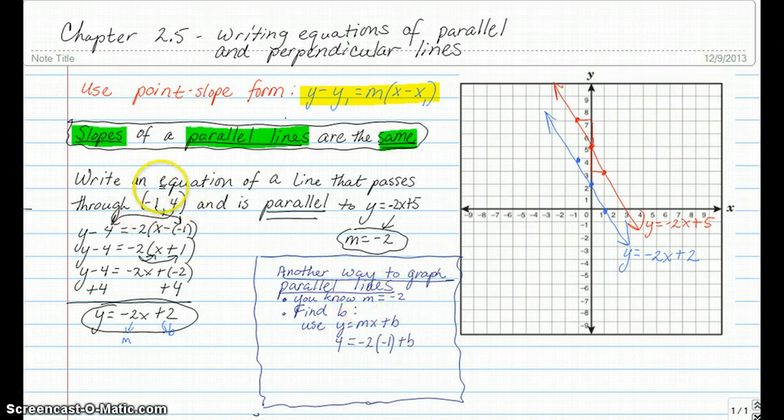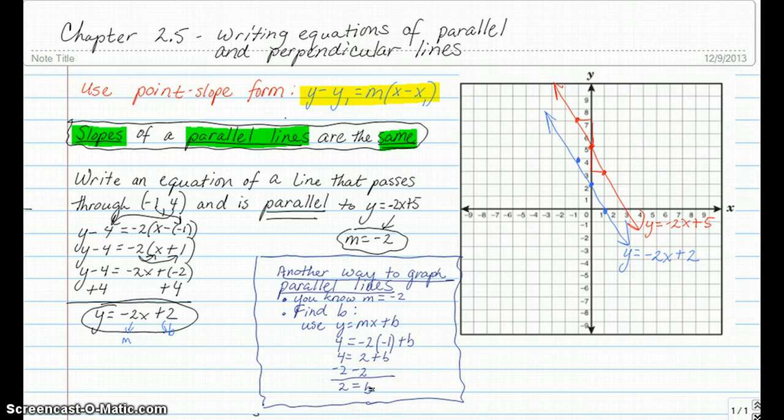The b for the new equation will relate to this ordered pair negative 1, 4. So you just substitute into the y equals mx plus b formula. The y value is 4, equals, the m value I already knew was negative 2, and the x value is negative 1. So you have 4 equaling 2 plus b. You subtract 2 from both sides to isolate b, and end up with 2 equaling b.